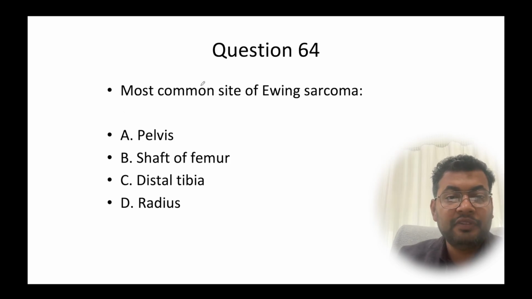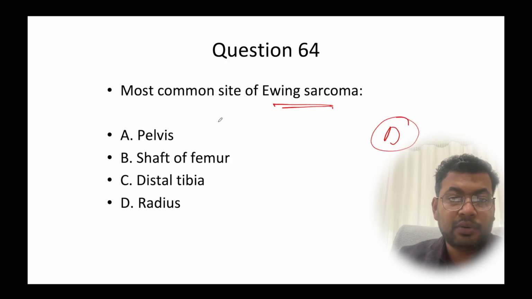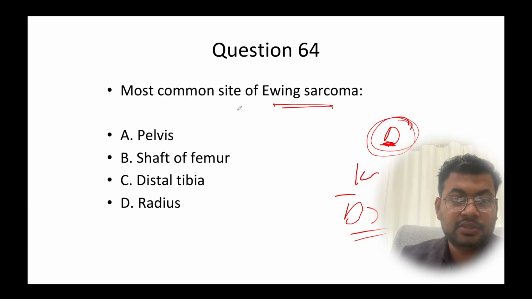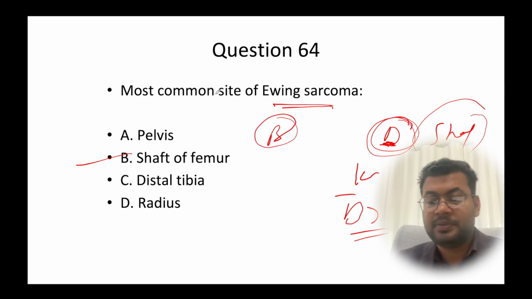Most common site of Ewing sarcoma. So Ewing sarcoma happens in the diaphysis, and the most common site is around the knee, distal femur more than proximal tibia. So here we have the shaft of the femur, distal tibia. The most common location is diaphysis. So they are asking shaft of femur. So that should be the answer. Answer is B, shaft femur.